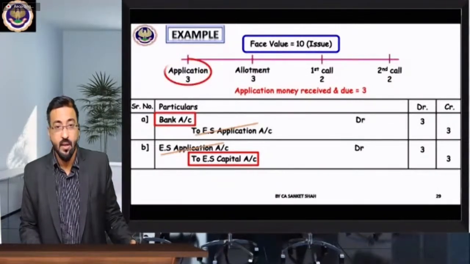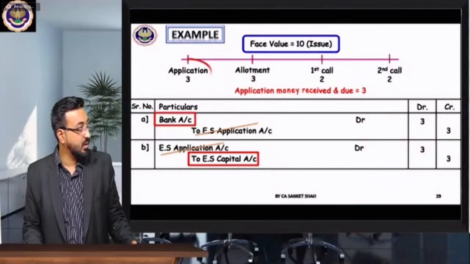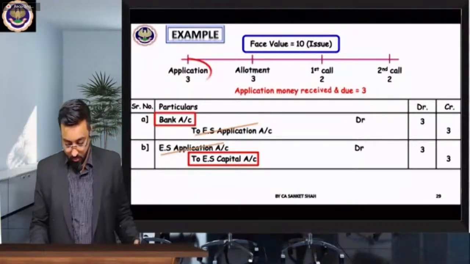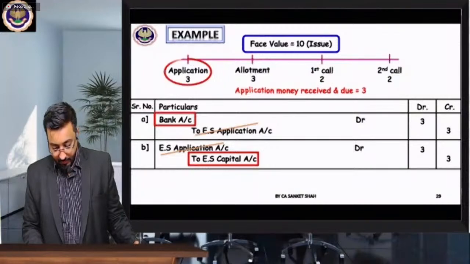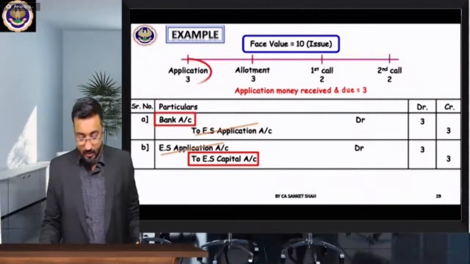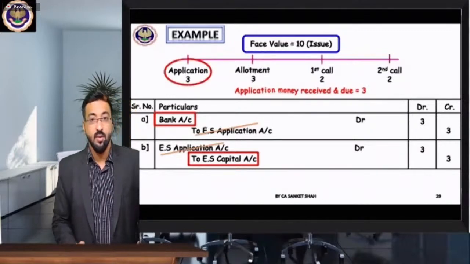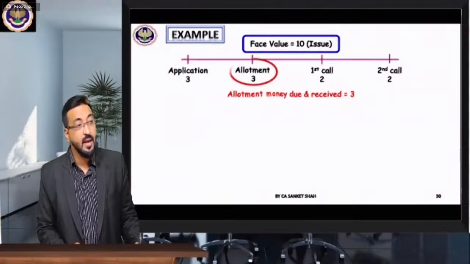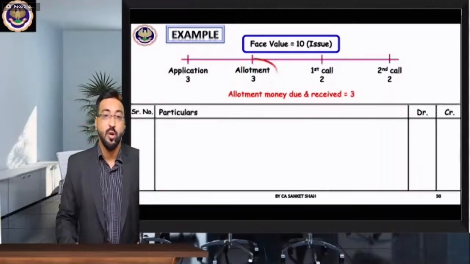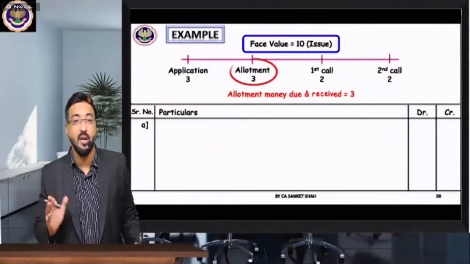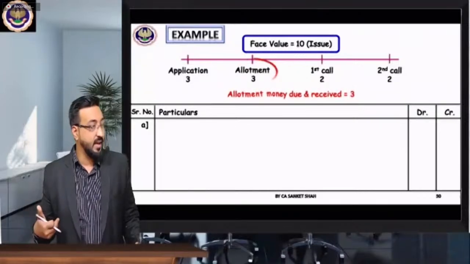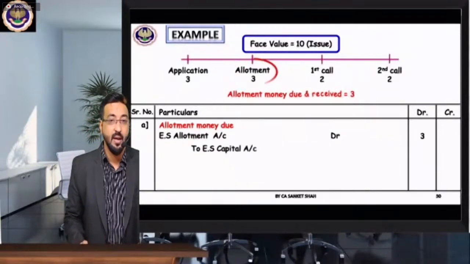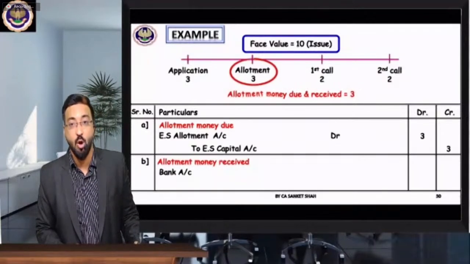What about allotment money? First one is received, and then you will transfer the due entry. What about allotment, beta? In allotment, the first entry is due first and then received, because you will call the allotment amount first. So in the entry, equity share capital has to be credited. Capital always has a credit balance. Equity share allotment account debit to equity share capital, and bank account debit to equity share allotment. That is the second entry.